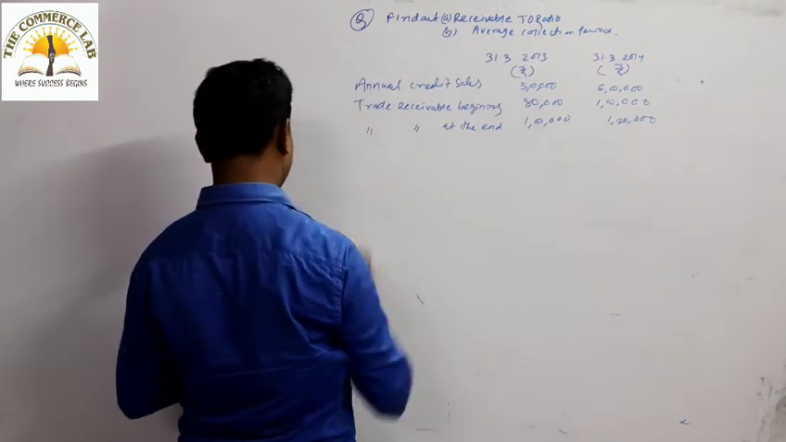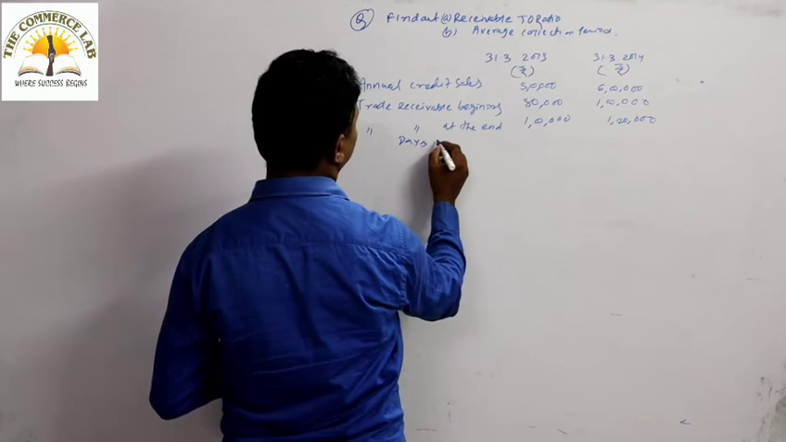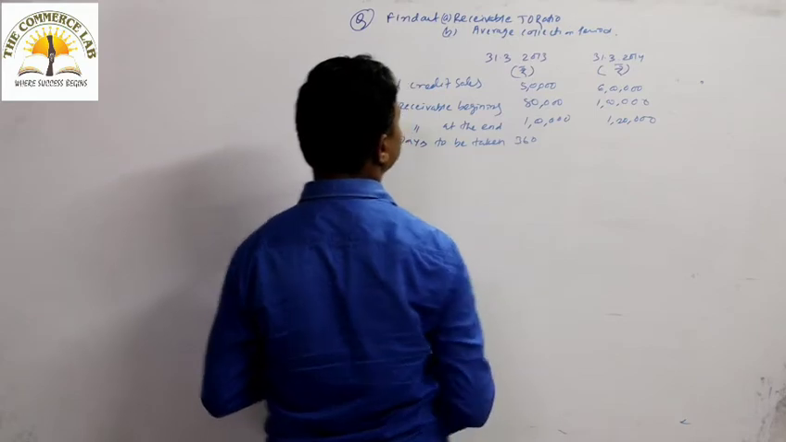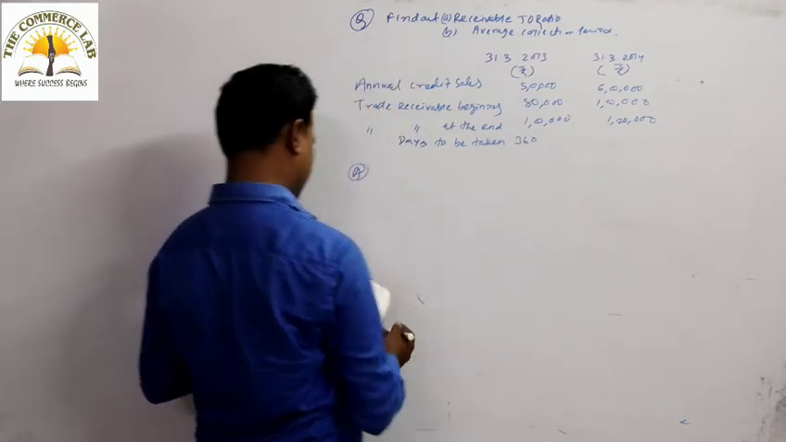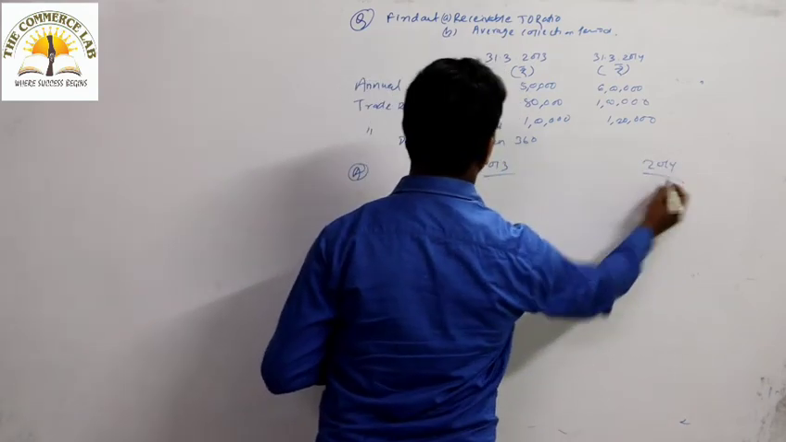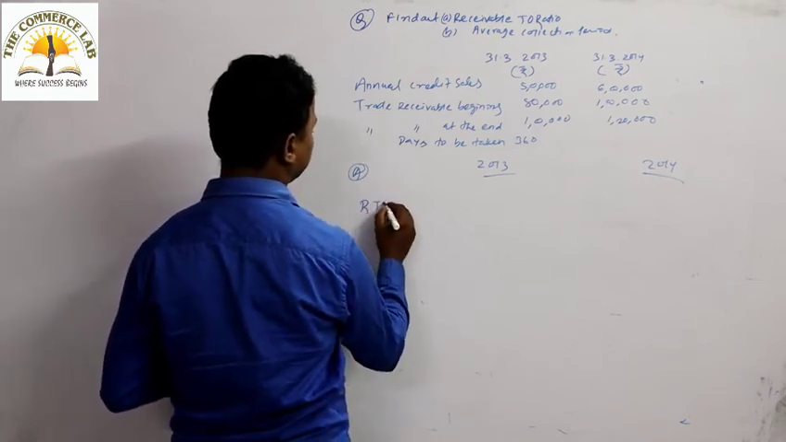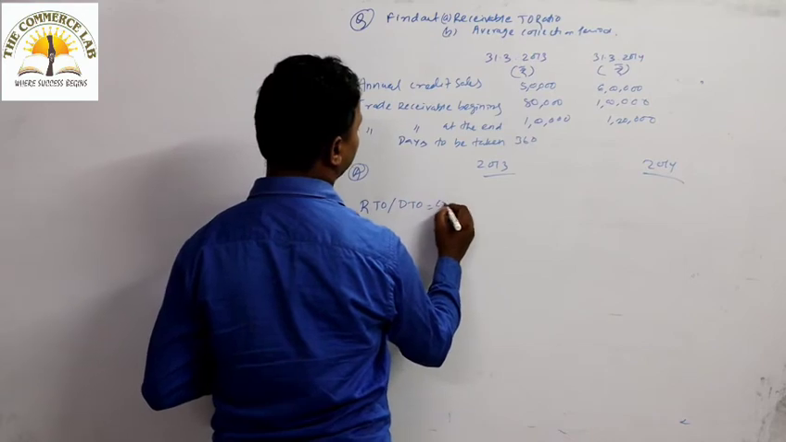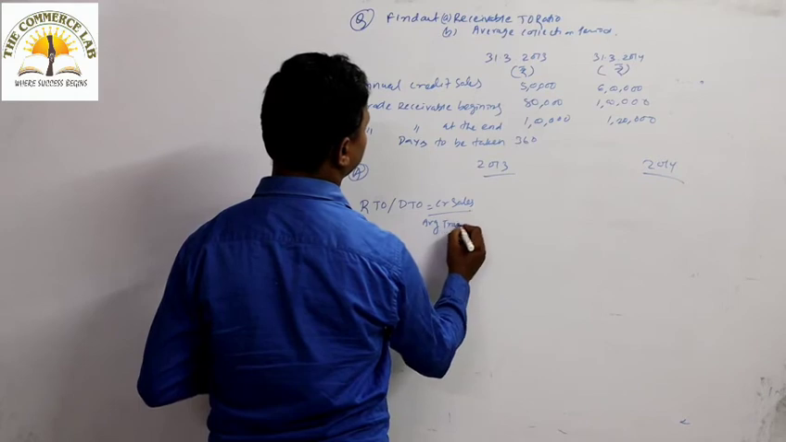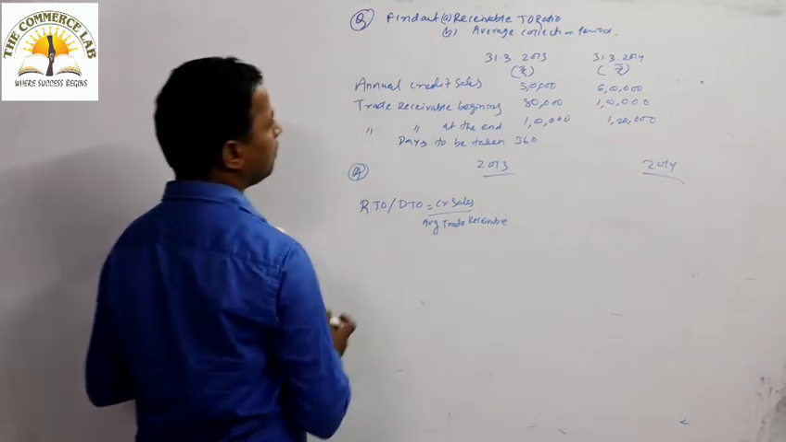Okay, so we have to calculate the receivable turnover ratio for both the years. Days are also given in the question, the days should be taken as 360. So how to solve this problem? We have to calculate for 2013 as well as 2014. So what is the first one? Debtors turnover ratio or receivable turnover ratio. How to calculate? Credit sales by average trade receivables. With this formula we can calculate.